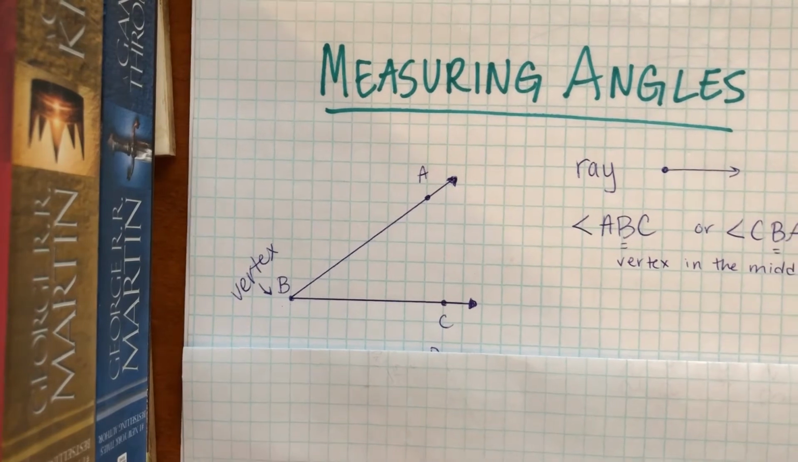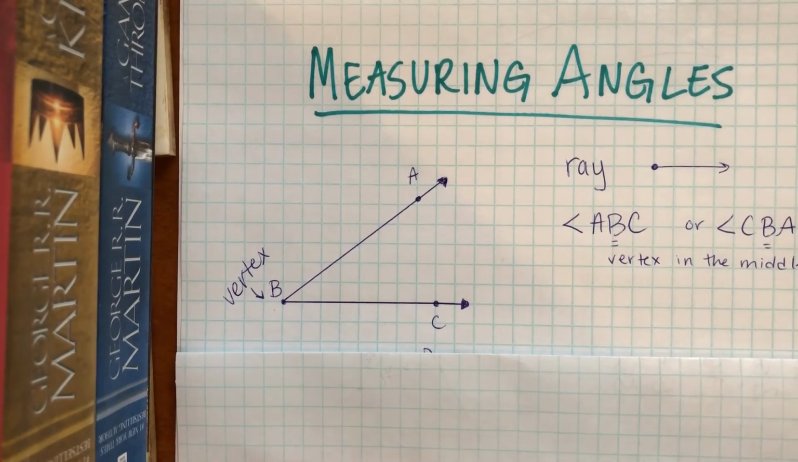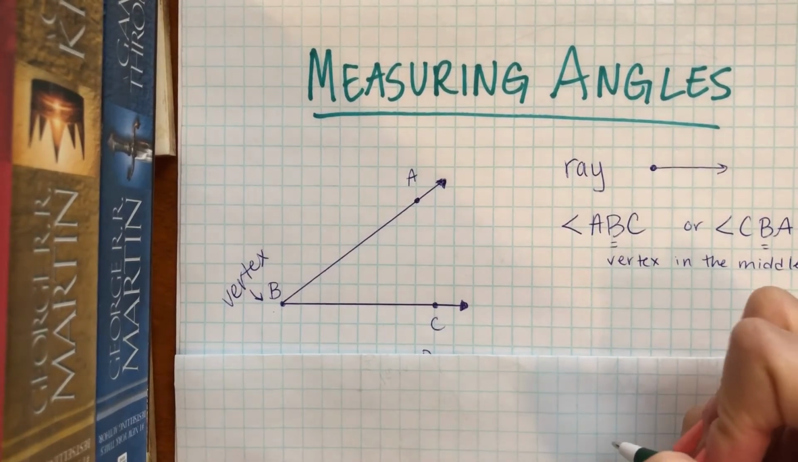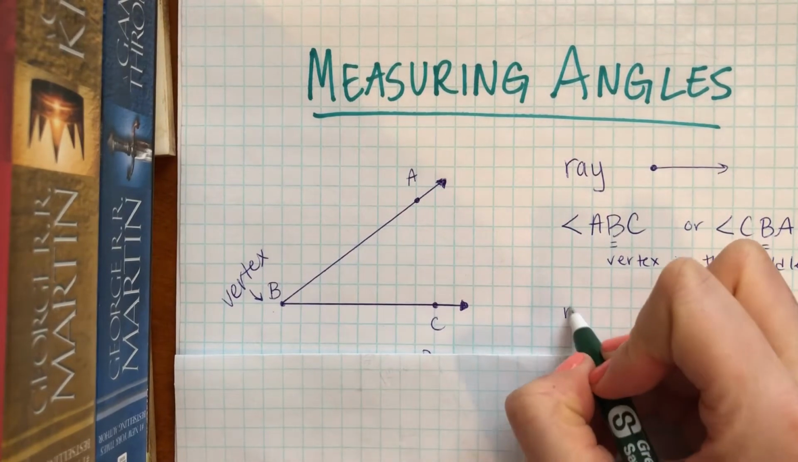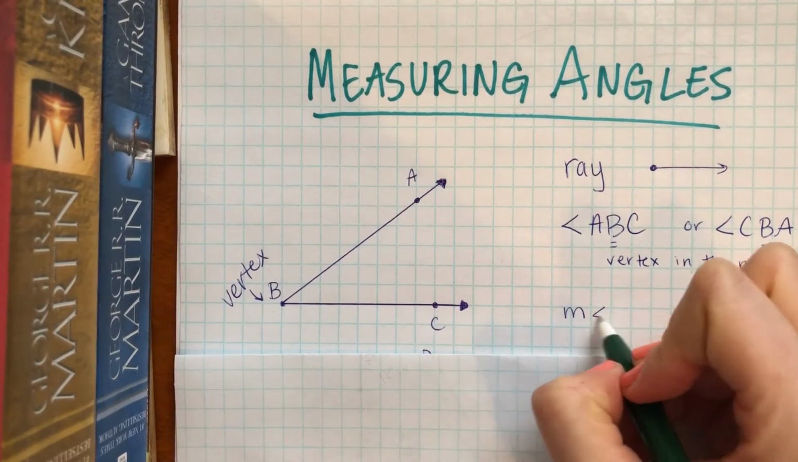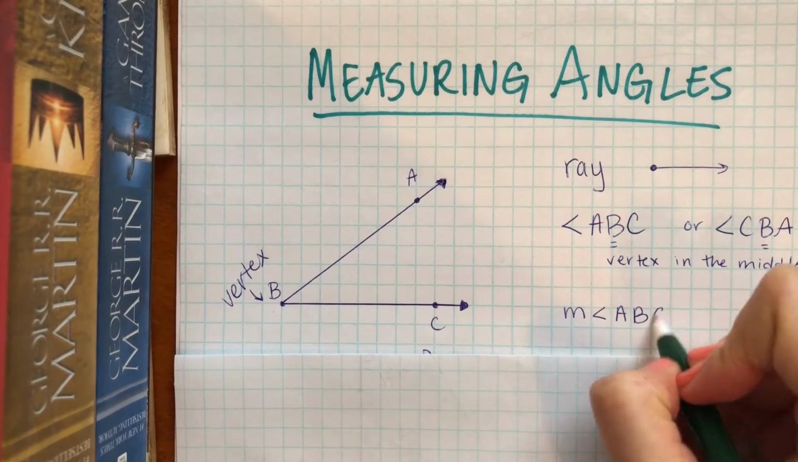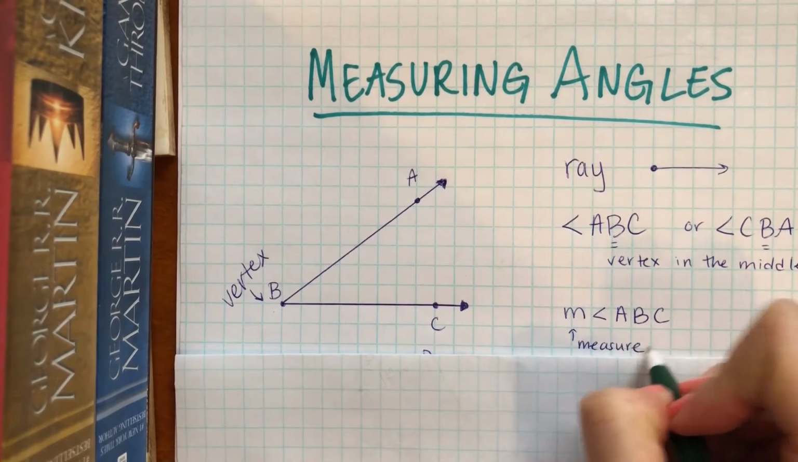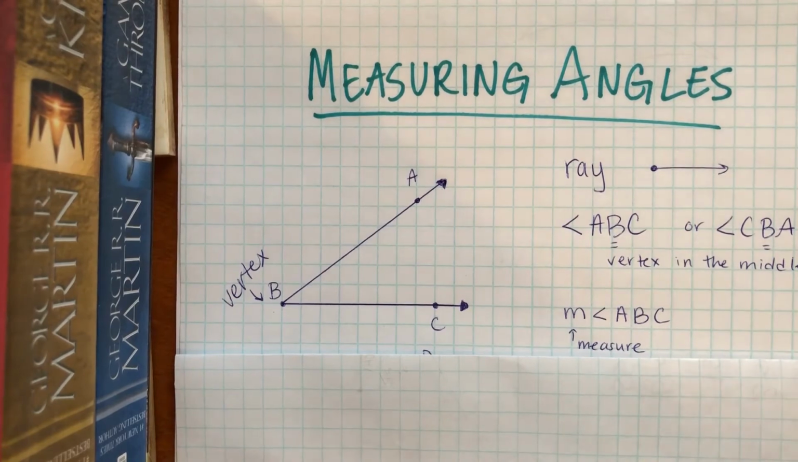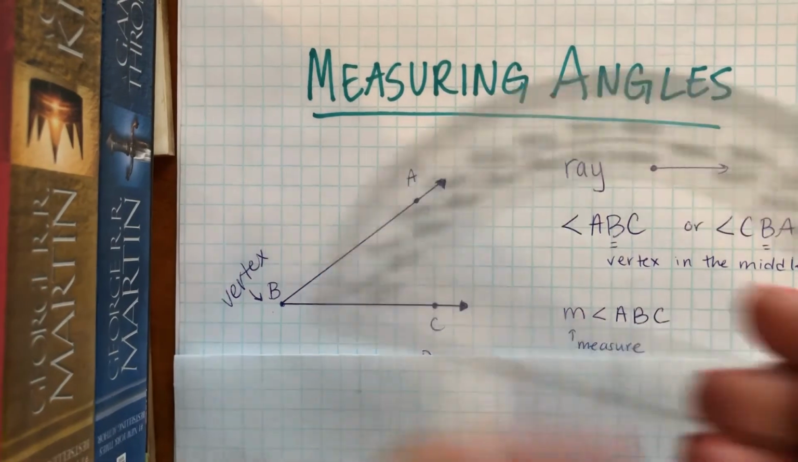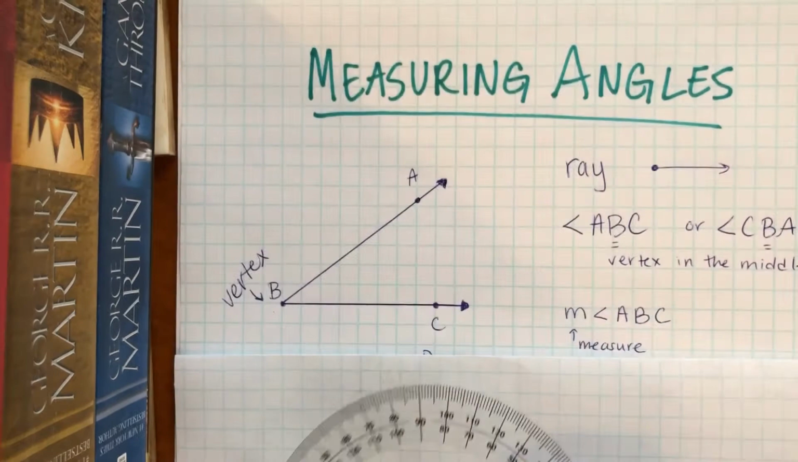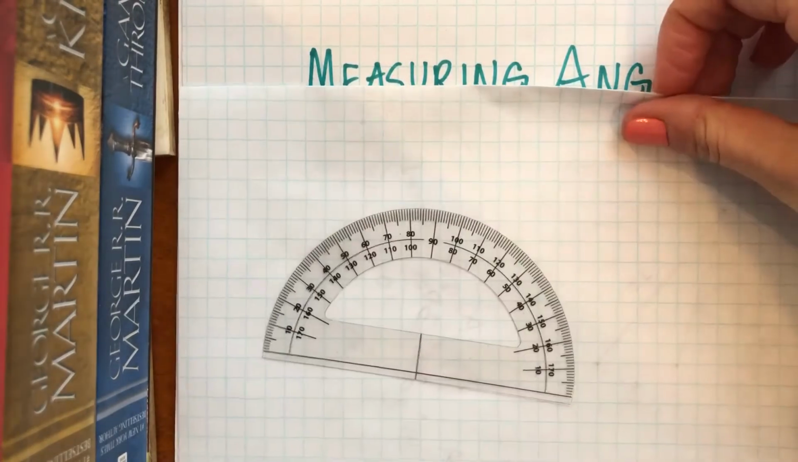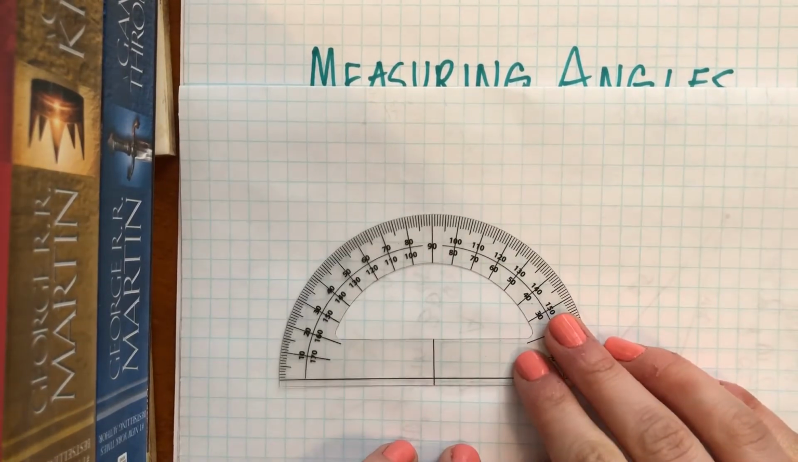All right, let's measure this angle. And for simplicity's sake, I'm gonna call it ABC. So we're gonna find the measure of angle ABC. That M is for measure. And to do so, we need a protractor. So here's a protractor. Give you a little introduction of it.